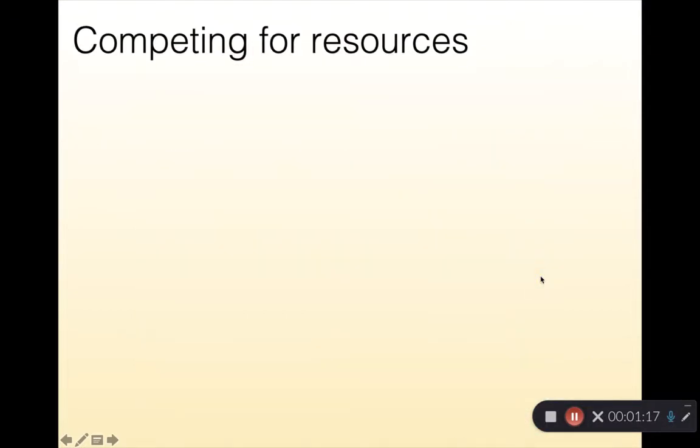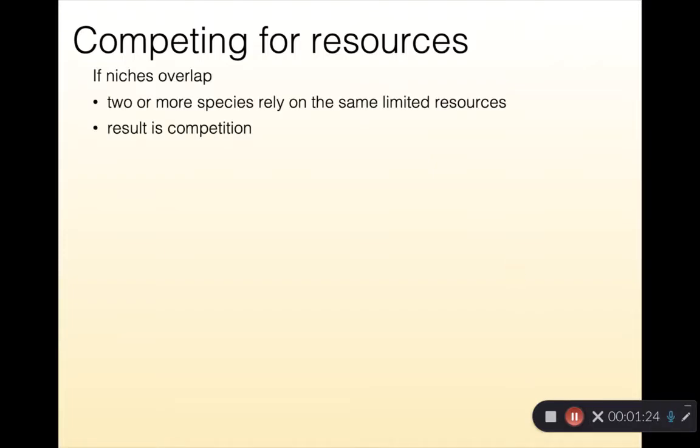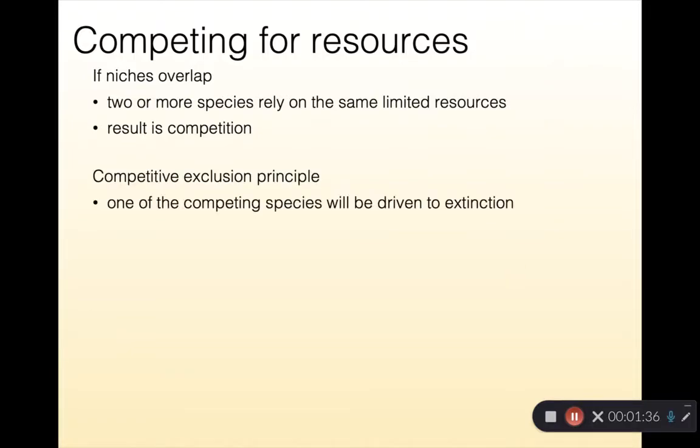So thinking a little bit more specifically about this competition for resources in a very strictly ecological sense, it only happens when niches overlap. So when two species rely on the same pool of limited resources, that again results in competition. Now, a critical principle in ecology is called the competitive exclusion principle. And that basically says one of the competing species is driven to extinction because essentially they are more fit and more able to survive in that niche and were more effective competitors.